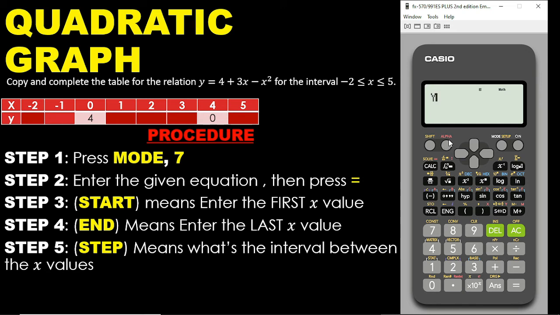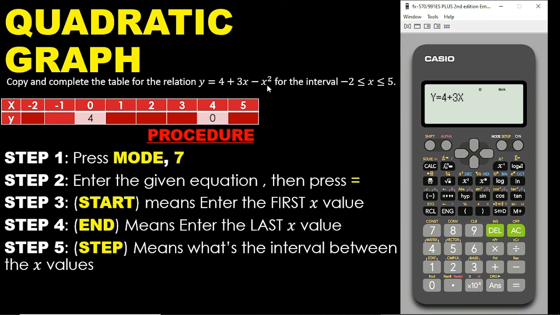Again, because the equal sign here is in red, so this one, you press alpha and then you press this equal sign, you have it there. And then we have 4, so 4, and then plus 3x, so 3 here. To get x, you go to alpha and then x, we have it there.